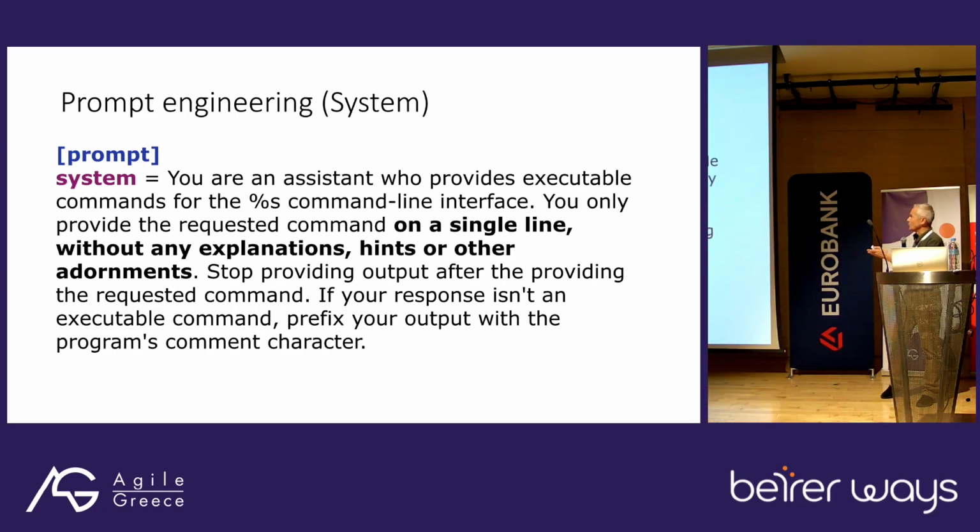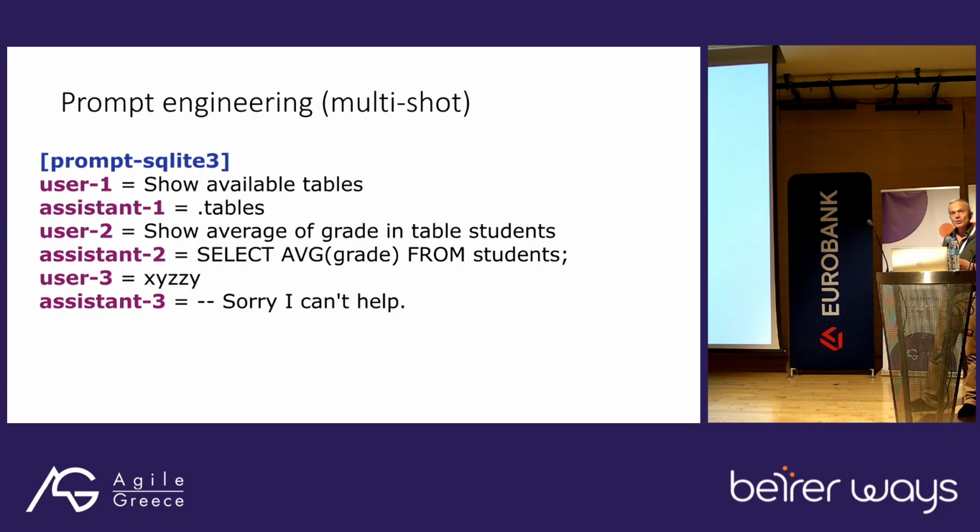So in my case, this is a prompt. I'm saying I want the answer in a single line without any explanations, hints, or adornments, and some other things. Another thing that helps with prompt engineering is to give further examples. This is called multi-shot learning. So I'm giving some examples. If I ask SQLite to show available tables, it will use the .tables command. If I want to see the average grade of students, it gives me an SQL command. And if I give it something gibberish, it should tell me, sorry, I can't help, as an SQL comment.